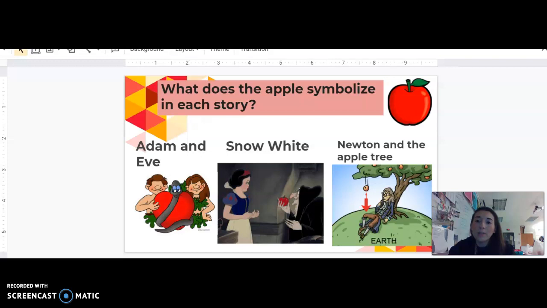In Newton's story about gravity, the apple represents inspiration and growth of knowledge. So although it is the same symbol in all three stories, it represents something different, inherent to the narrative of the story.